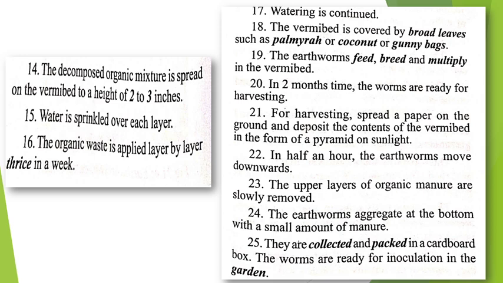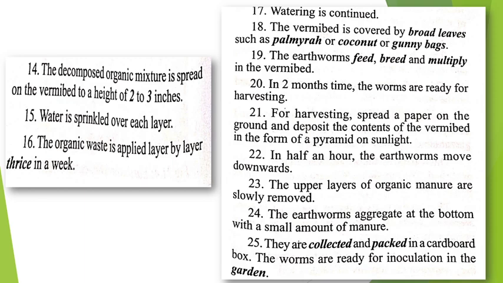In 2 months' time, the worms are ready for harvesting. For harvesting, spread a paper on the ground and deposit the contents of the vermibed in the form of a pyramid in sunlight. Then, in half an hour, the earthworms move downwards. Then the upper layer of organic manure is slowly removed. The earthworms aggregate at the bottom with a small amount of manure. Then collect and pack the earthworms in cardboard boxes.